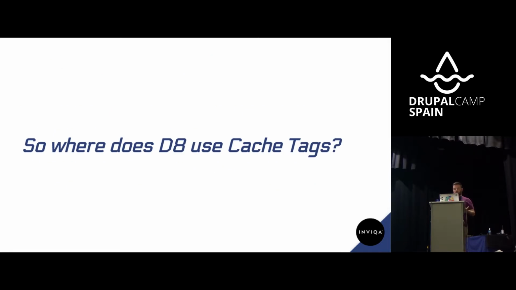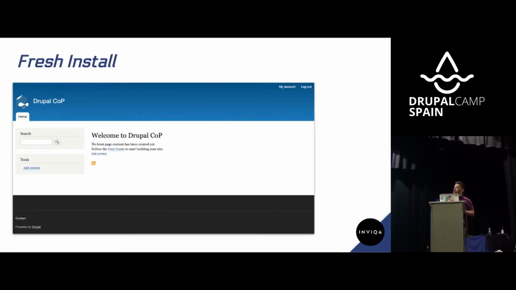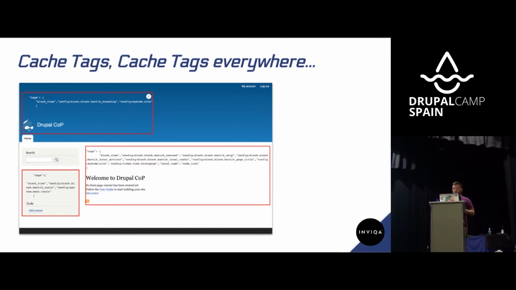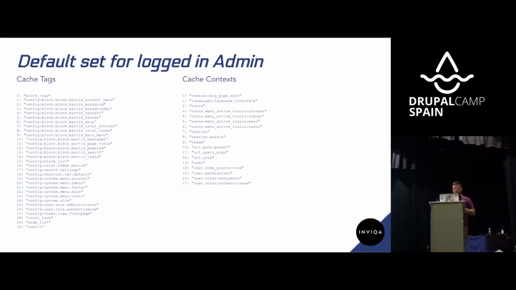So out of the box, Drupal uses cache tags pretty much everywhere. So this is a familiar sight for most of us. I think it was a Drupal 8.5 fresh install. If we now enable some of the debugging tools, we can see that actually every individual block and region already has quite a bit of cacheability metadata in it, like cache tags. In fact, for a logged-in admin user in that Drupal 8 installation, this is the amount of cache tags and cache contexts you would have on a simple Drupal homepage without any additional magic.